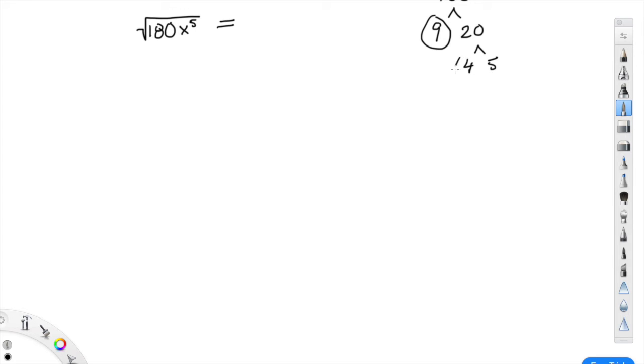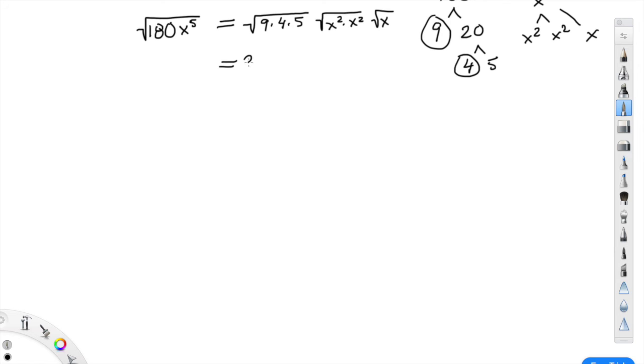So now we have two perfect squares. 9, 4, and 5 are factors of 180. 180 is the same thing as 9 times 4 times 5. Now let's find the factors of x to the 5th. We can just say that x squared times x squared goes under the square root sign, and then x is by itself.